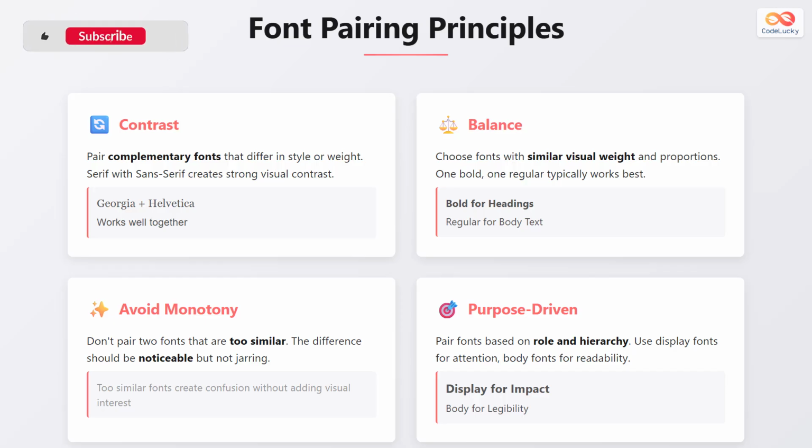Color and contrast are vital for readability and accessibility. High contrast between text and background ensures your content is readable by everyone, including people with visual impairments. Dark text on light backgrounds or light text on dark backgrounds works best. Avoid light text on light backgrounds or dark text on dark backgrounds. The contrast ratio should be at least 4.5 to 1 for normal text and 3 to 1 for large text to meet accessibility standards.